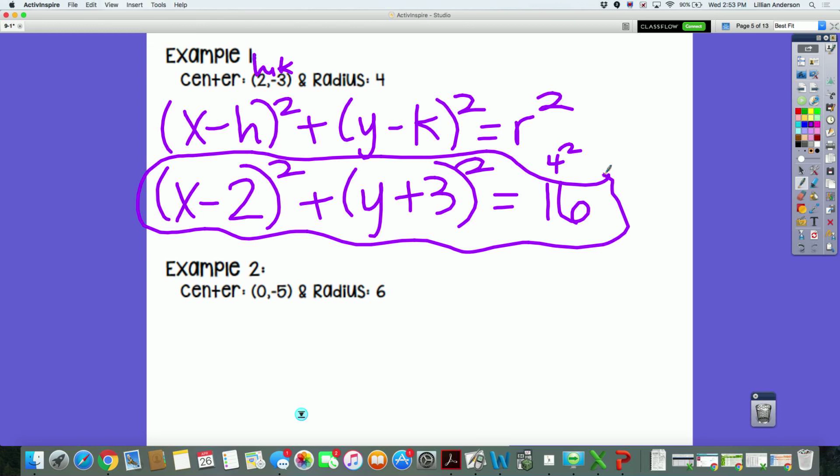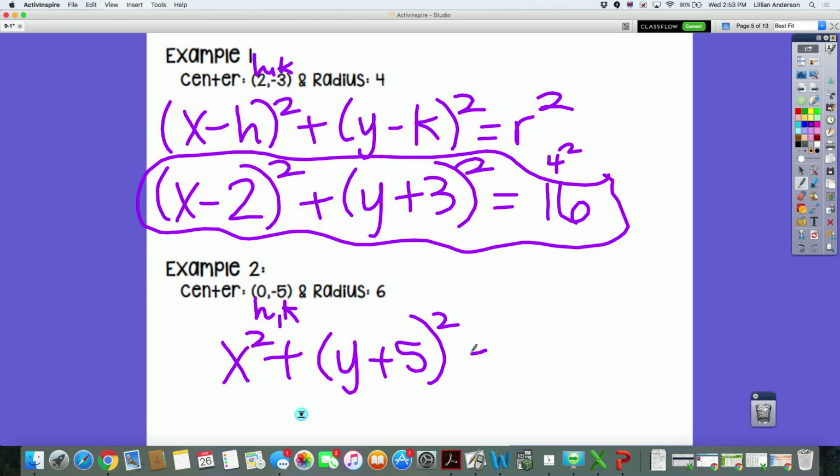We pretty much just plug it into the formula. Now, if my center is 0, negative 5, that means h is 0 and k is negative 5. When I plug in 0 for h, x minus 0 is just going to be x. So if you put x minus 0, the quantity squared, you can shorthand and just say x squared, plus y plus 5 squared equals 36.